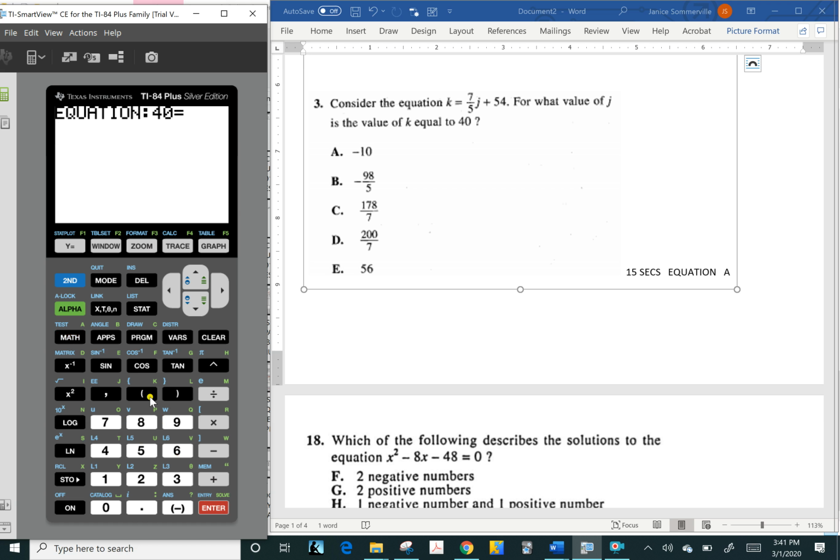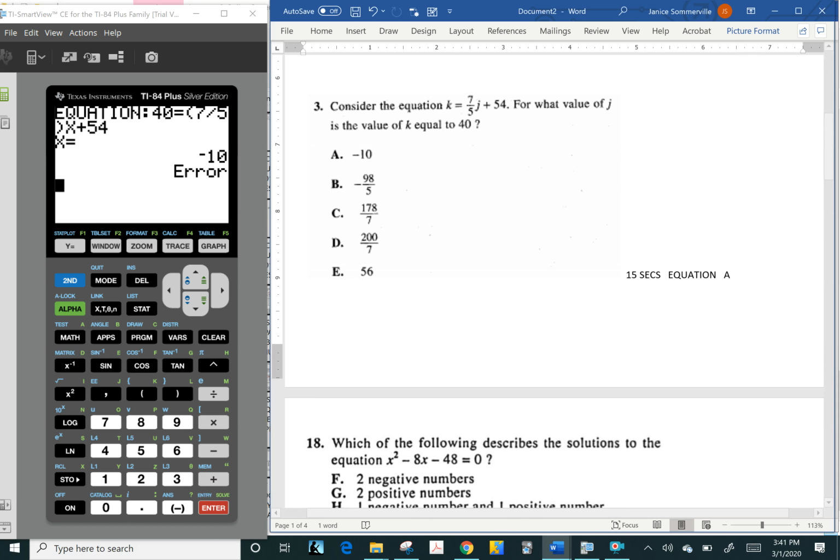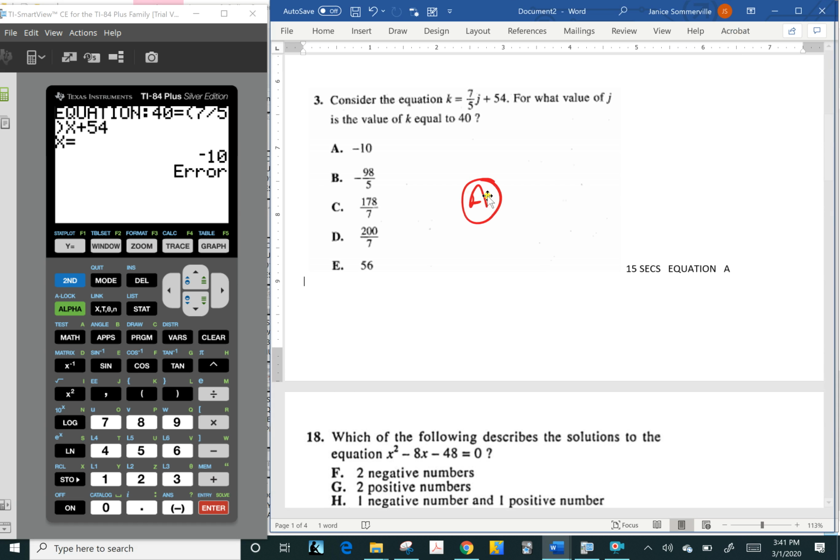equals 7. We'll put parentheses around the 7/5. 7 divided by 5, and anytime I have negatives or fractions, I usually use the parentheses just to make sure that the computer knows what I'm talking about. X plus 54, and the answer we're looking for is A, negative 10. And if I put it in right, yep, we got negative 10. So we've got that one.